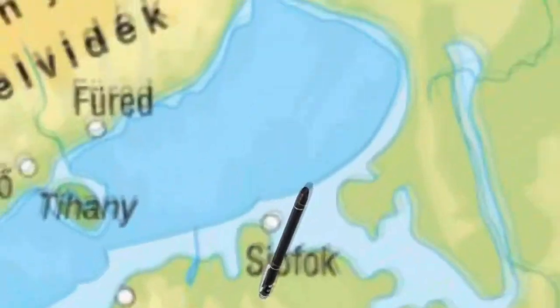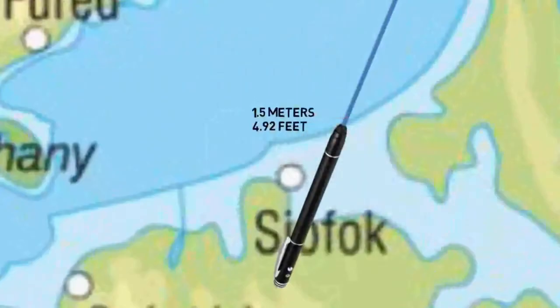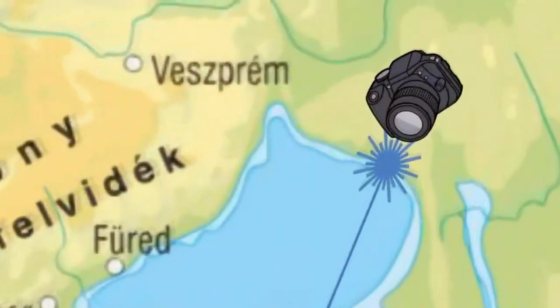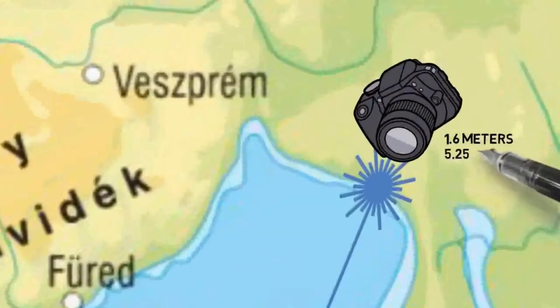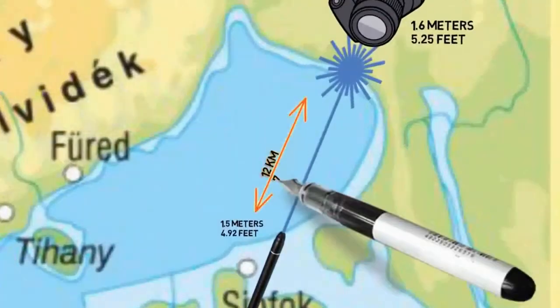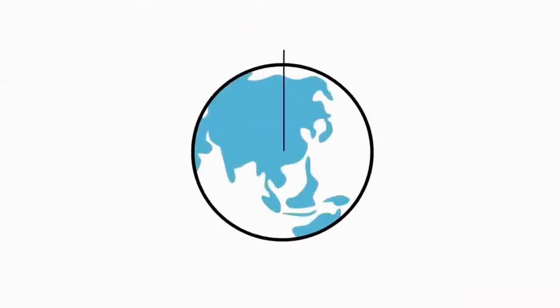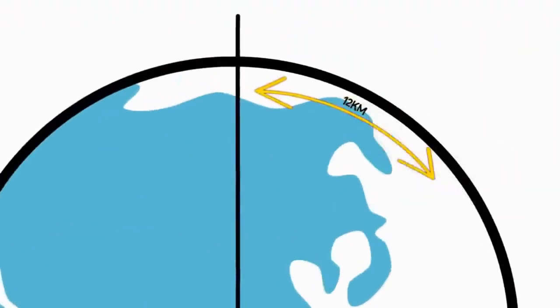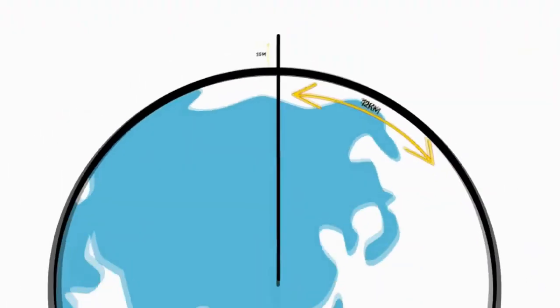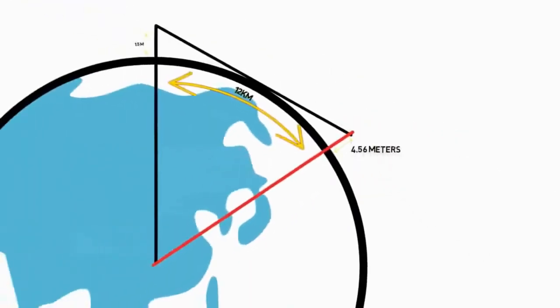The blue laser pointer was 1.5 meters, or 4.92 feet, above the surface of the water. Karen's camera was 1.6 meters, or 5.25 feet, above the surface of the water at a distance of 12 kilometers, or 7.46 miles. The 12-kilometer distance calculation based upon the WGS-84 model results in a target hidden height of 4.56 meters, or 14.96 feet.